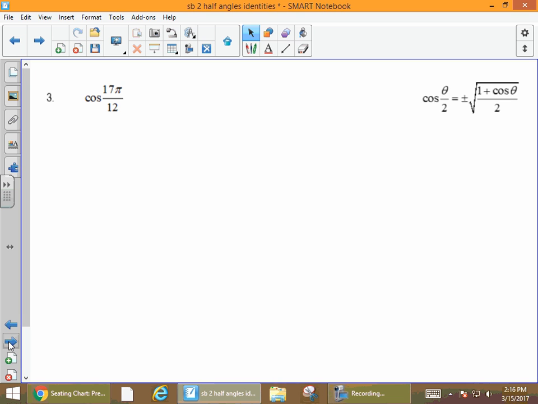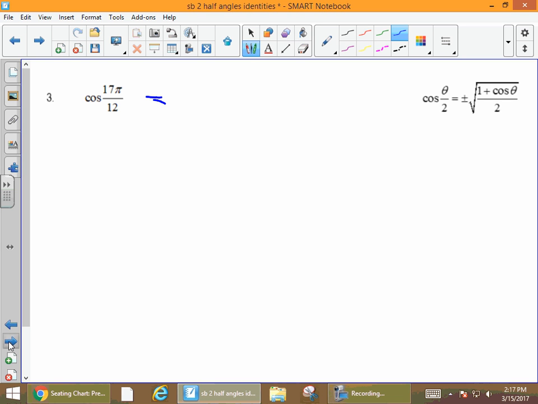So we should have one last problem. It's not nearly as long as the other one, but it's cosine of 17 pi over 12. So cosine of 17 pi over 12. 17 pi over 12, that's something we don't know. It's not on our unit circle. So we can change it to something we do know, though.